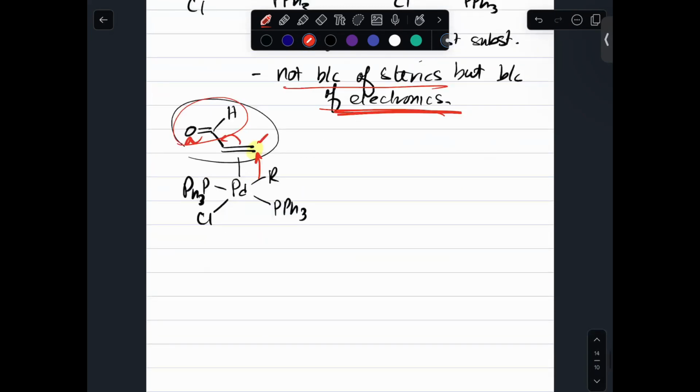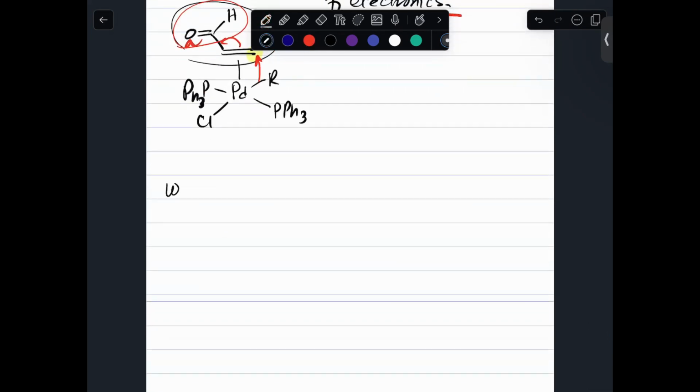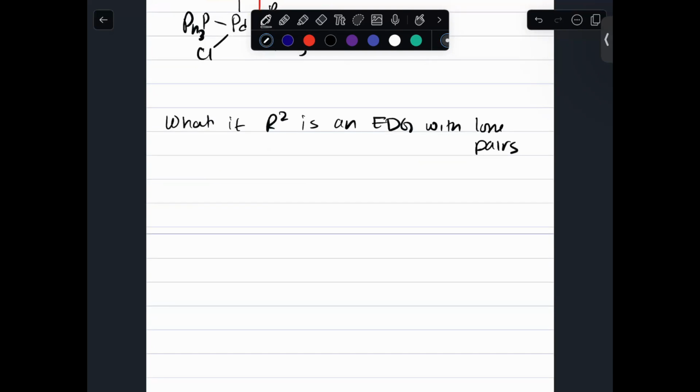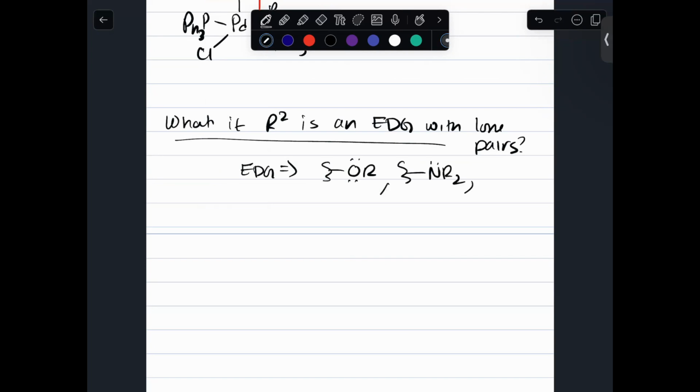Now, what if R2 is an electron donating group with lone pairs? Okay. So if you remember, electron donating groups can be ethers, amines. It doesn't have to be two substituents on the amine. It can be hydrogens on the amine. There's just lone pairs to it.